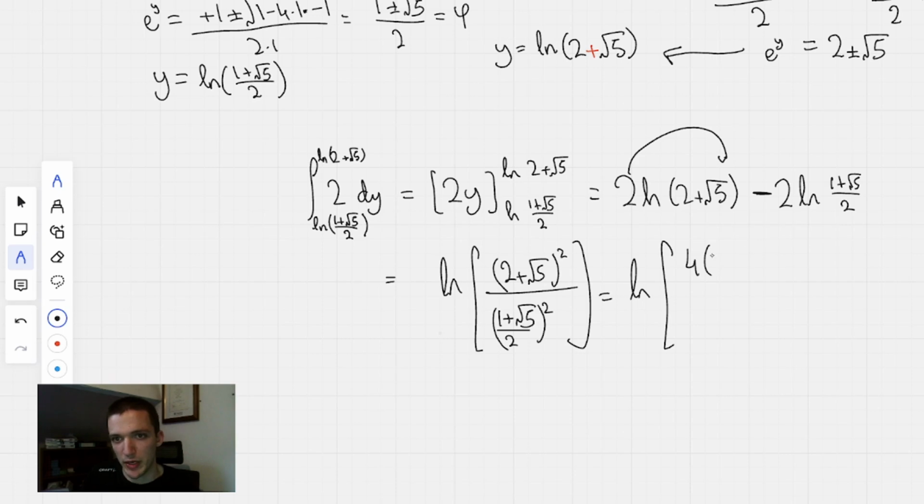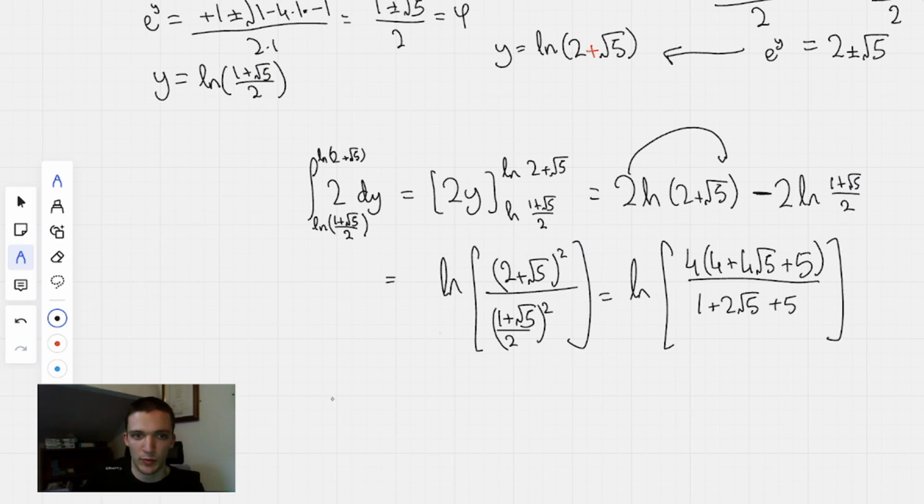So 2 plus root 5 squared is going to be 4, plus 2 times root 5, which is 4 root 5, plus root 5 squared is 5, divided by the bottom thing, which is going to be, ignore this 2 because we've already migrated that to the top, 1 plus 2 root 5 plus 5, which is now the natural log of, multiplied through by this 4, and 4 plus 5 is 9, so that's going to be 36 plus 16 root 5 over 6 plus 2 root 5.